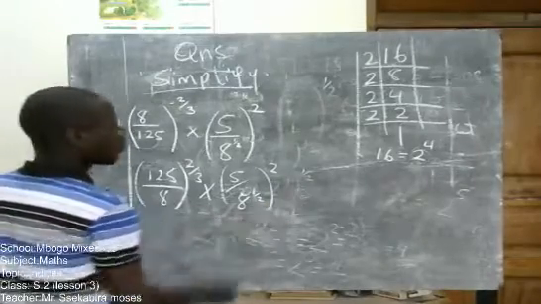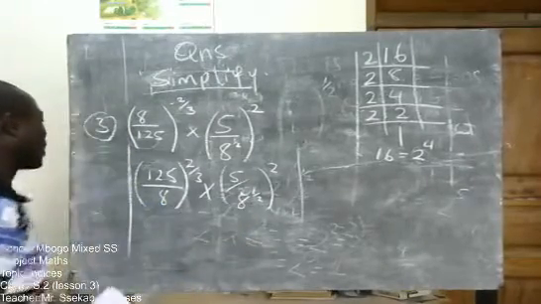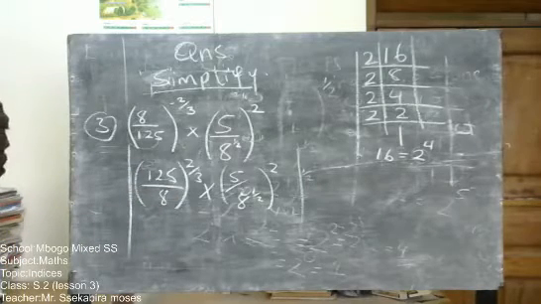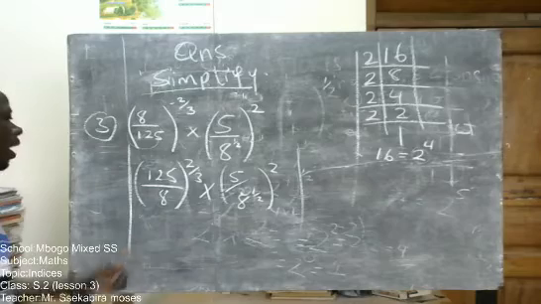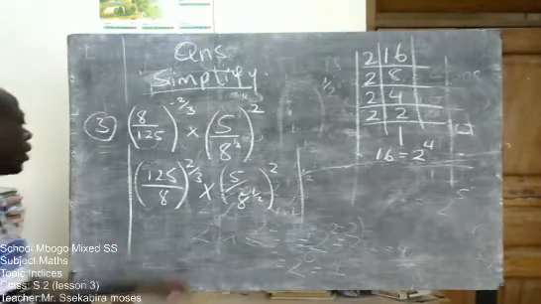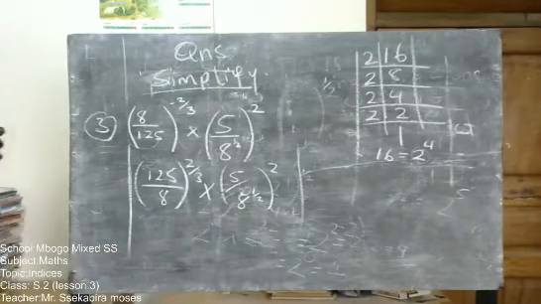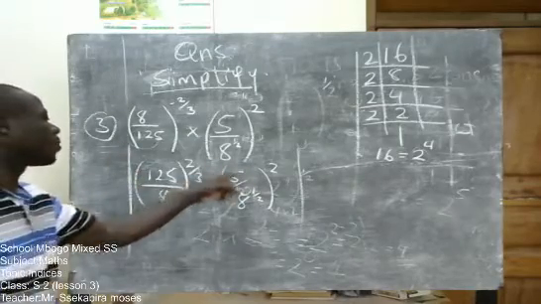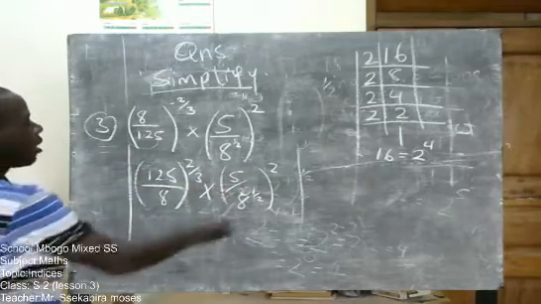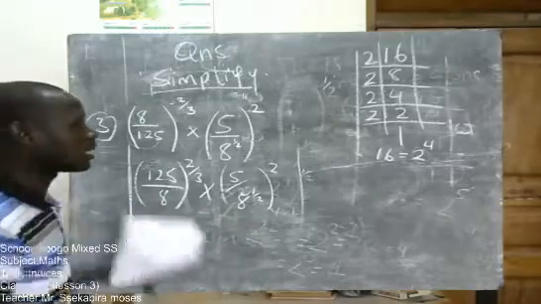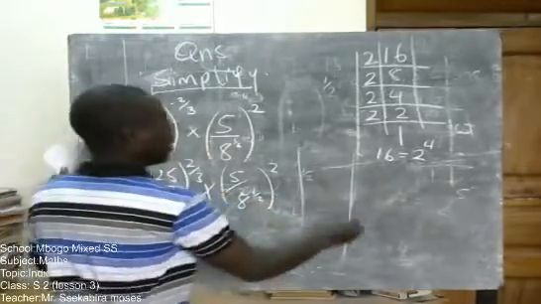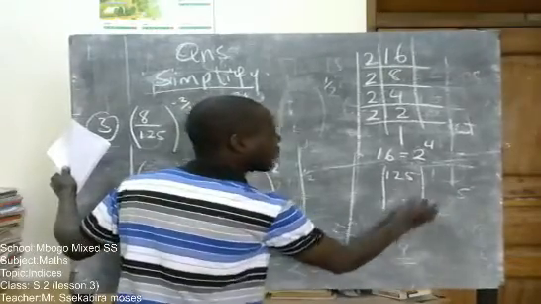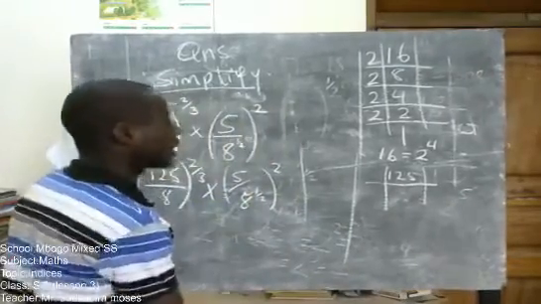Now let us continue. This one we can see: is 125 a prime number? No. Is 8 a prime number? No. But 5 is a prime number. Here it is only one value which we are not going to tamper with. We are going to tamper with the 125 and the 8. So we prime factorize them.